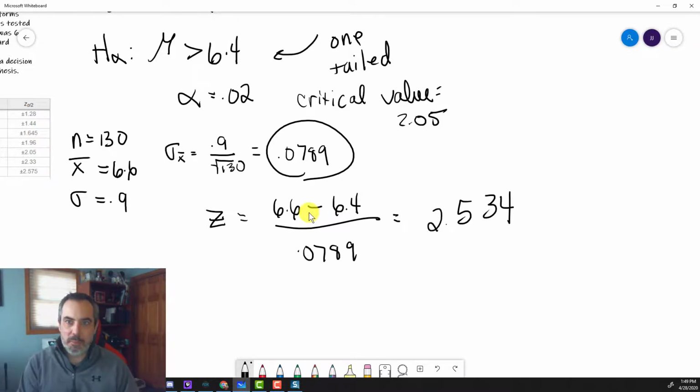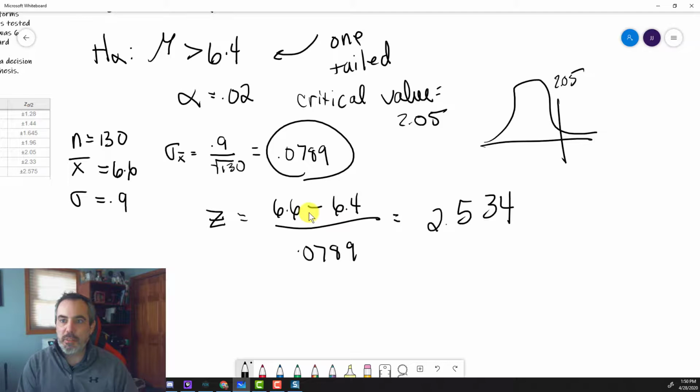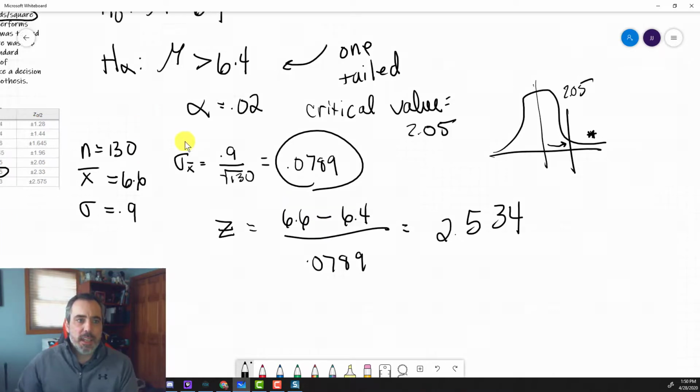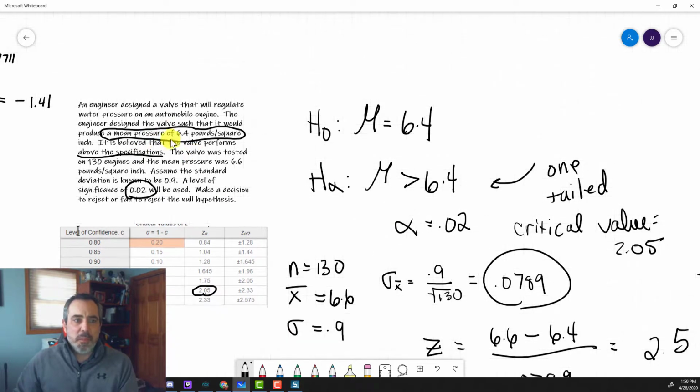So if I'm thinking about that test here, like here is where the 2.05 is, right? And I'm thinking of a one-tailed test. I'm only interested in if it's going this way. I've gone beyond that, and my test statistic is over here. It's in the really rare category. So in this case, I would reject the null hypothesis. I would say that the mean pressure is not 6.4. In fact, the mean pressure is higher than 6.4.